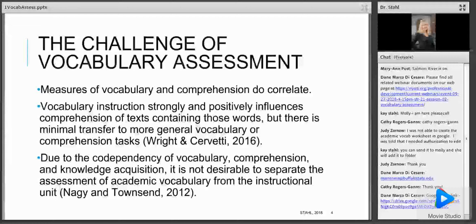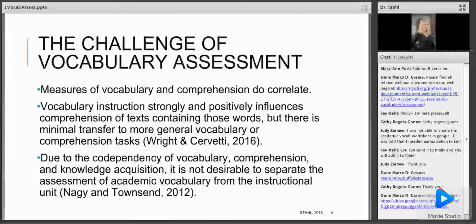Vocabulary instruction strongly and positively influences the comprehension of text containing those words. However, in a very recent meta-analysis by Wright and Cervetti, they did find that despite our best efforts, there is less transfer when we're teaching, like if we're just teaching out of a vocabulary program book. We would like to think that once kids learn those words or have done those exercises, it's going to transfer when they need it. But what they found is that's not necessarily the case.